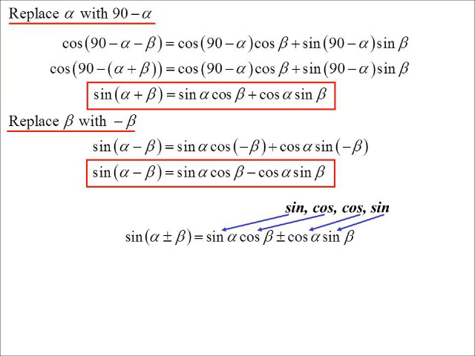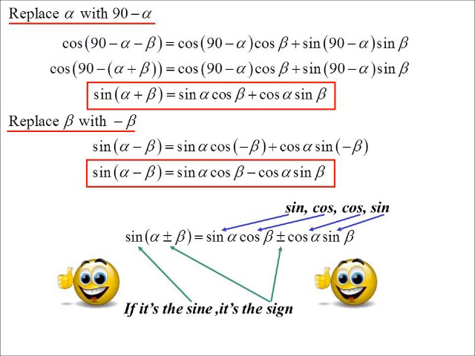Right? Easy, really. But here's the cool bit. If it is the sine, then it is the sine. The signs don't change. Right? So the cosine function is cos, cos, sine, sine. If it's not the sine, it's not the sine. Whereas the sine function is sine, cos, cos, sine. If it's the sine, it's the sine.